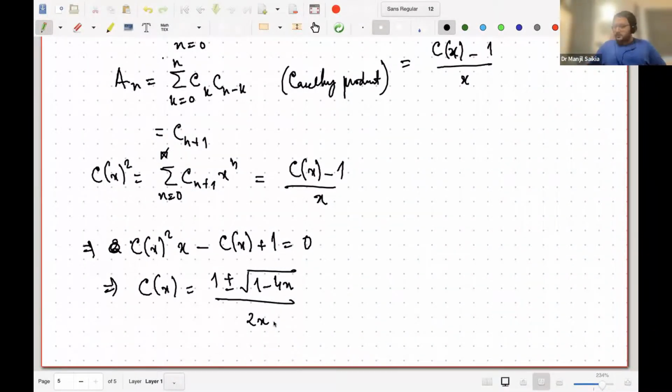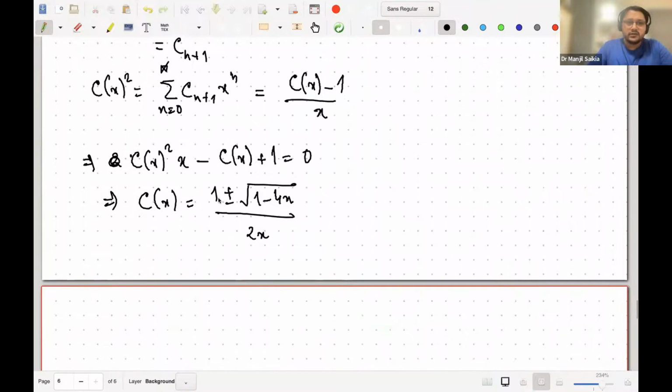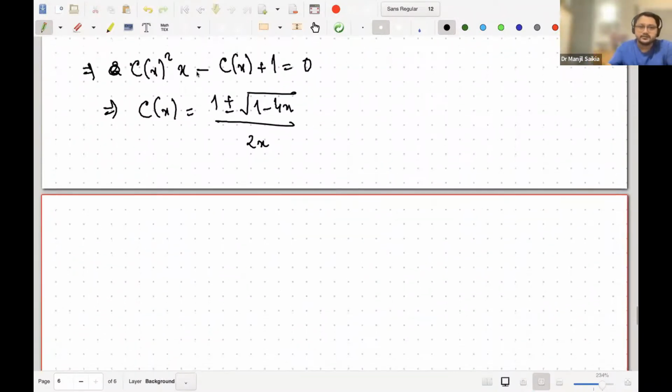I'm going quickly because these are familiar things that you can do. So now which one is correct? Is it 1 plus the square root of 1 minus 4x, or 1 minus the square root of 1 minus 4x? To figure that out, I need this expansion. And to do that, I want to now state Newton's binomial theorem.